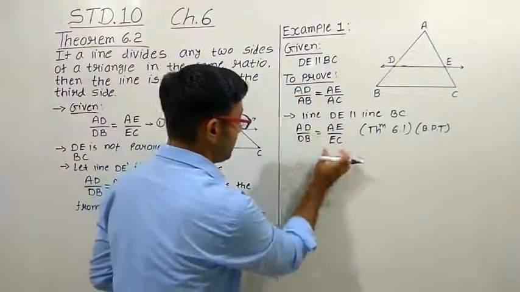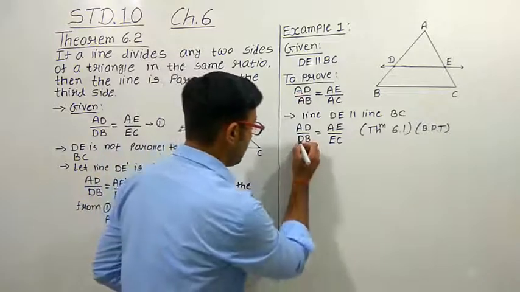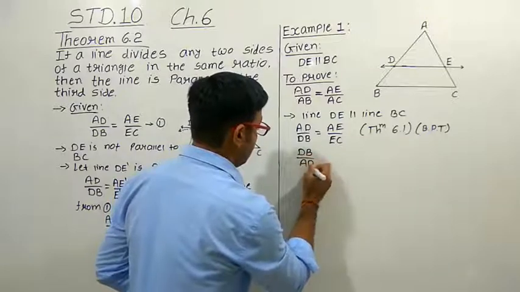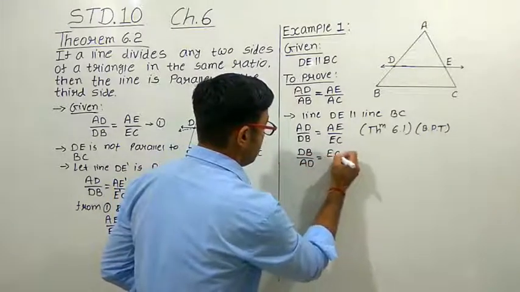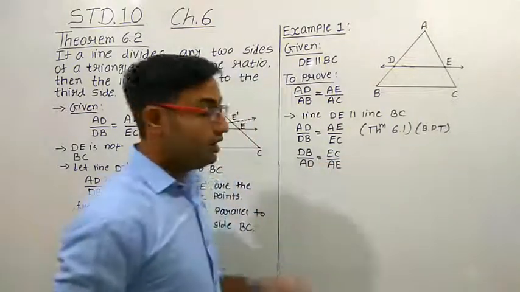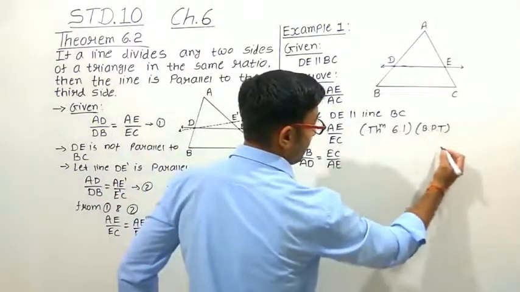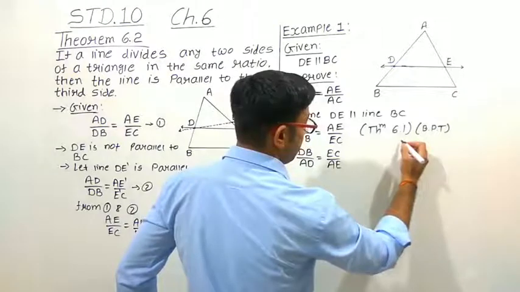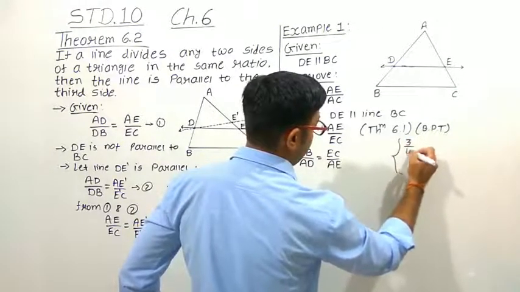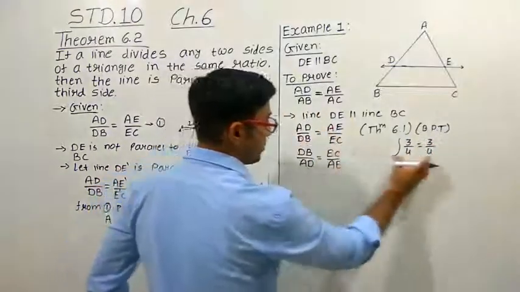Here the numerator is the same but the denominator is different. So can we write this ratio in this form, that DB upon AD is equal to EC upon AE? Now you may wonder why this is possible. Let us understand by taking an example. Suppose we have a ratio 3 upon 4 is equal to 3 upon 4, because both are equal.